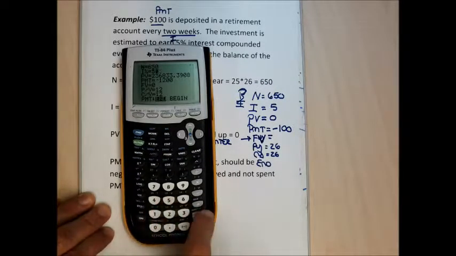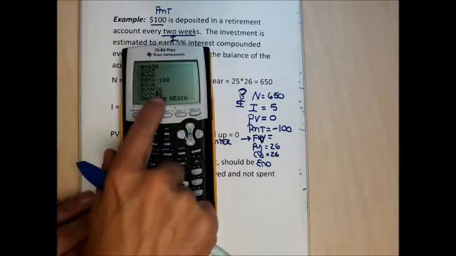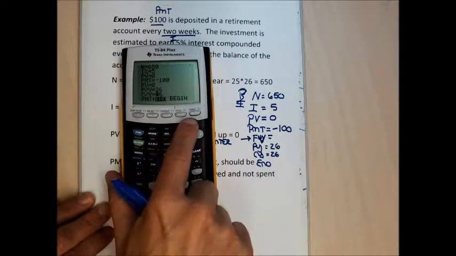I'm going to type 5 for the I, 0 for the PV, negative 100 for the payment, because payments generally go in as a negative because they're money that I'm spending. The FV I'm going to skip over because that's what I'm going to have my calculator solve for. And I've typed 26 for the PY, and it'll change the CY to 26. I'm leaving my calculator on end for every problem in this chapter.